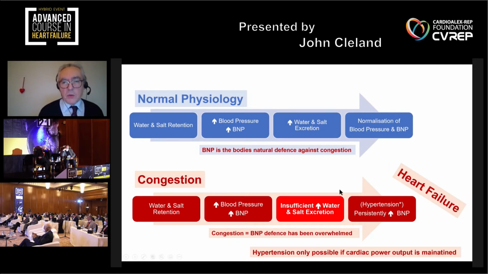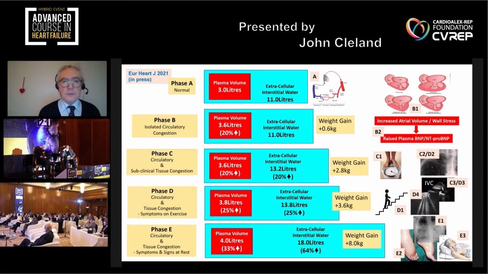But potentially, we can engage at this point where you've got water and salt overload, you've got a rise in BNP, which is persistently elevated and is clearly not leading to excretion of salt and water. And it's useful just to go back to first principles of how we get from health to severe congestion. Remember that somebody who comes in with severe congestion is probably about 8 kilograms overweight. The vast majority of that will be extracellular and interstitial water.